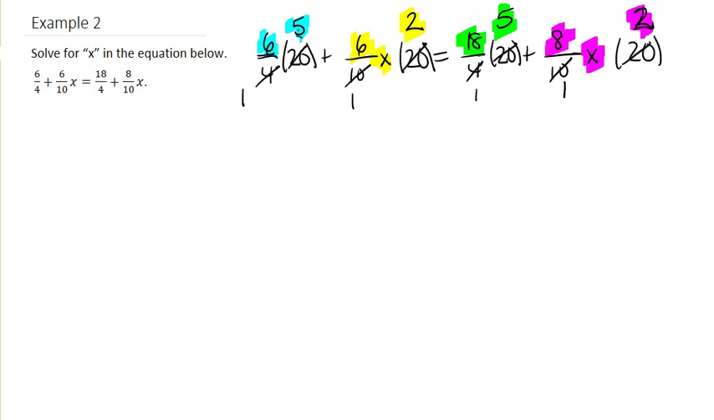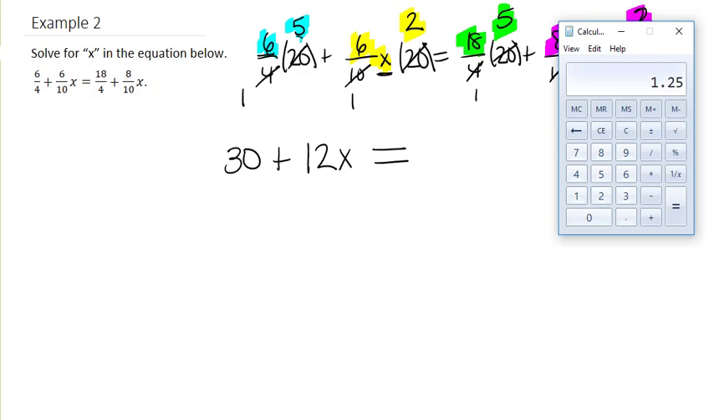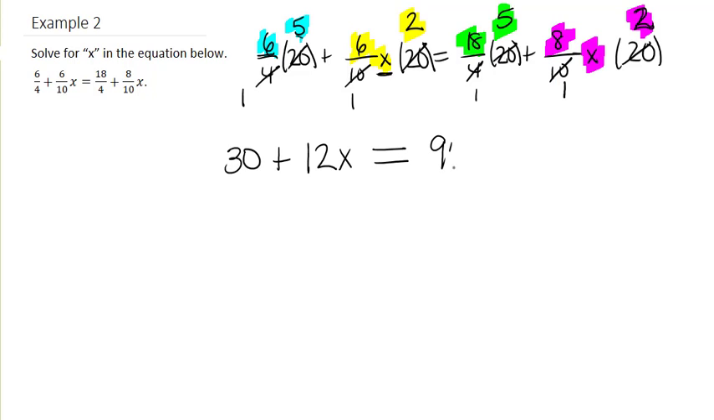So now we have 6 times this 5. So that's equal to 30. Now we have plus 6 times 2 is 12, and it's with an x right here. Then we have an equal sign. Now we have 18 times 5. Let's go ahead and get our calculator out. 18 times 5, which is equal to 90. Then we have 8 times 2, so that's 16x.